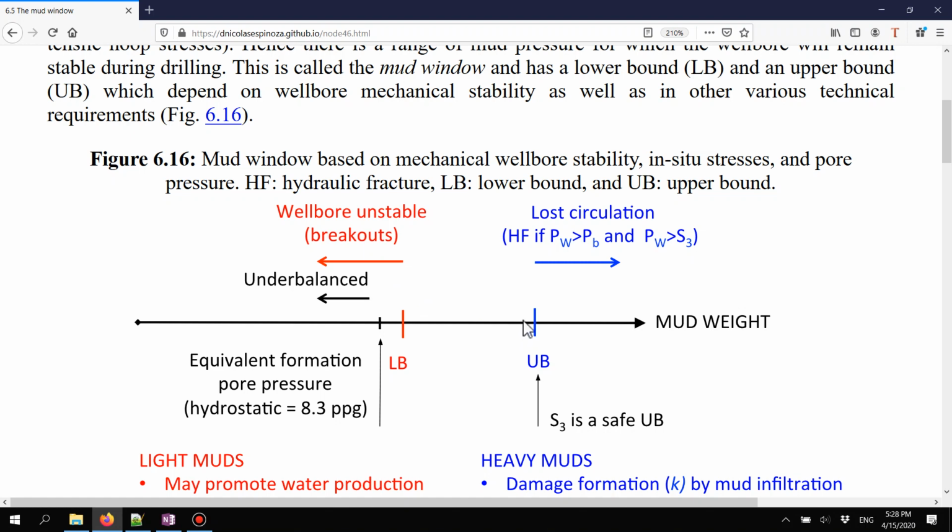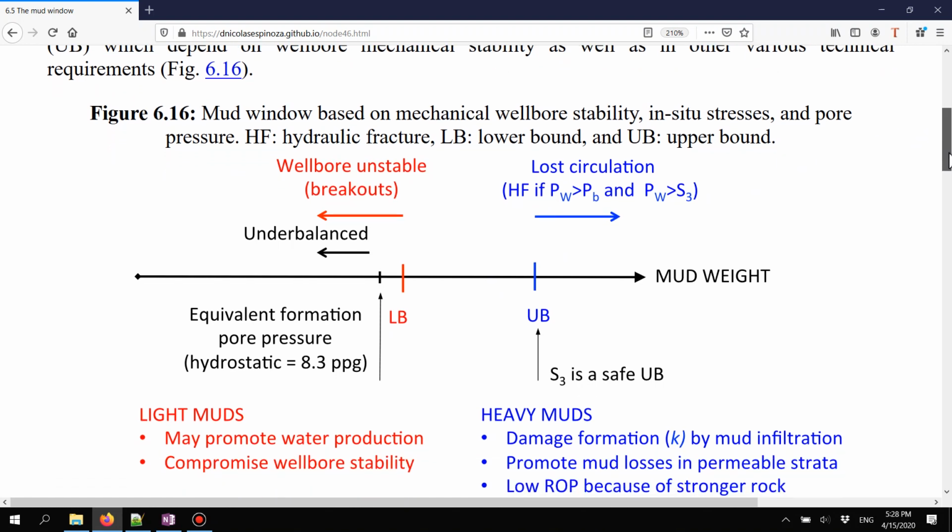On the other hand, if the mud weight is too high, the pressure in the wellbore is going to be high enough so that you may cause a tensile fracture and after a hydraulic fracture in your wellbore. The interval in between is the mud window. Now we're going to add a few more practical concepts in order to determine this mud weight and this mud window.